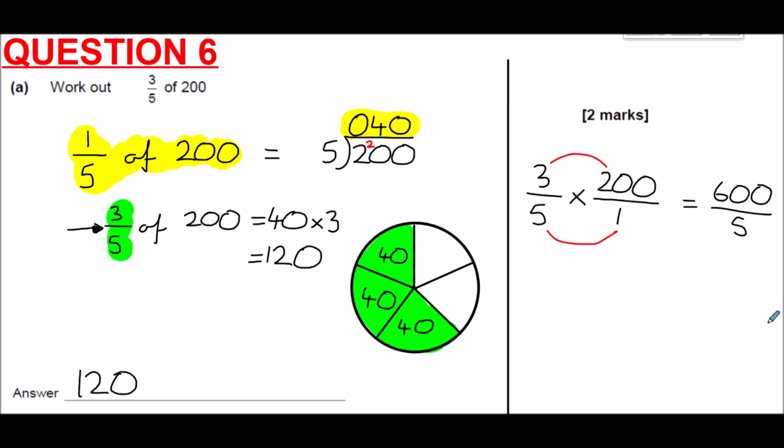Now that we've got 600 over 5, we can then just treat this as a division by doing 600 divided by 5. So 5s into 6 we can fit 1 with 1 left over. 5s into 10 now we can fit 2 exactly. 2 5s are 10, so we've got nothing left over. And finally 5s into 0 goes 0 times. And so 3/5 of 200 using this method again would give us 120.